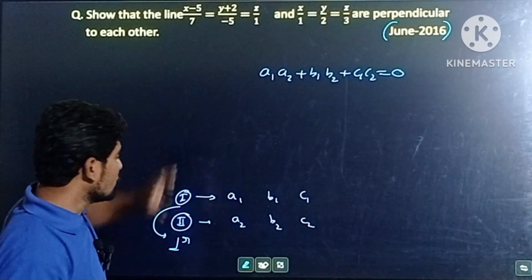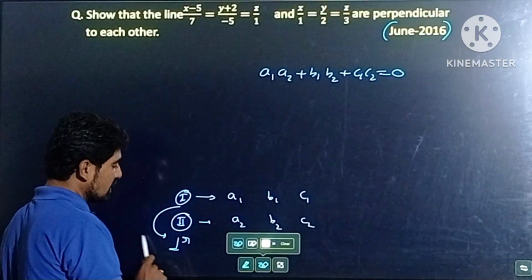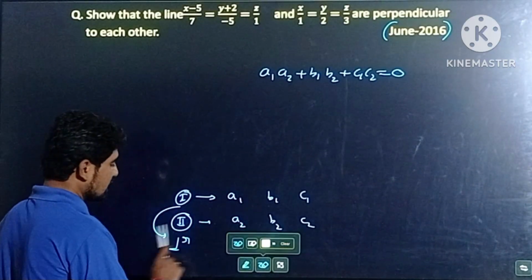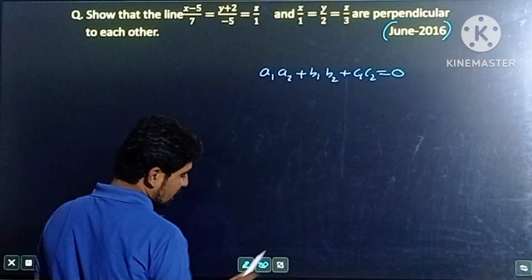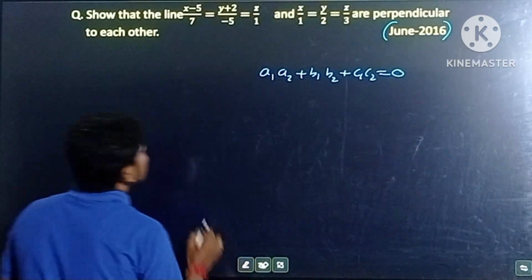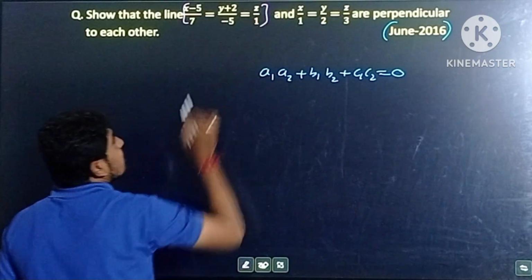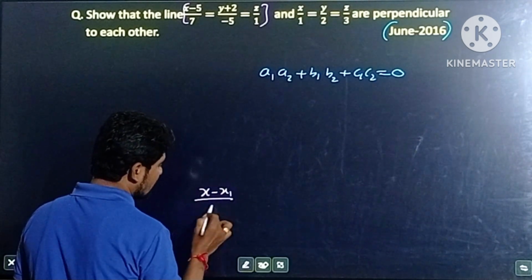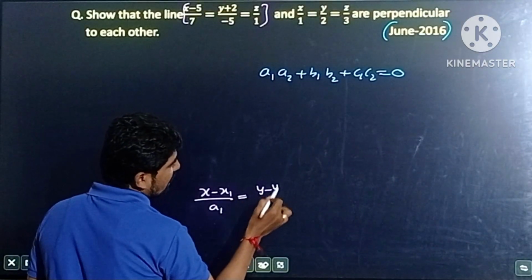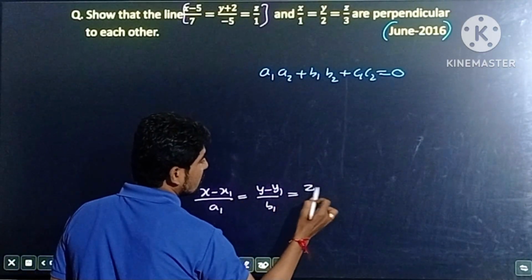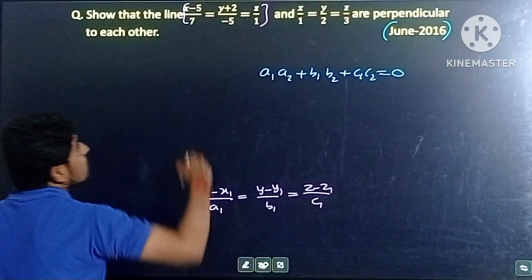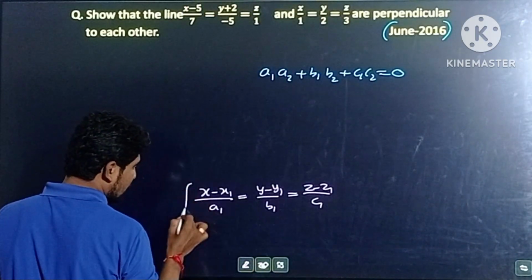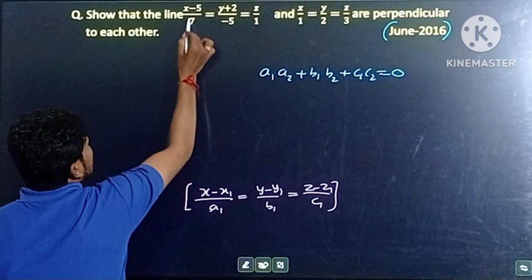So to prove that these two given lines are mutually perpendicular to each other, we need to identify the direction ratios of the first line as well as the direction ratios of the second line. See here, to identify the direction ratios of the first line, compare this first line with the standard Cartesian equation of line. That is, x minus x1 divided by a1 is equal to y minus y1 divided by b1 is equal to z minus z1 by c1. So by comparing this first line with this standard equation of line, the value of a1 is 7.